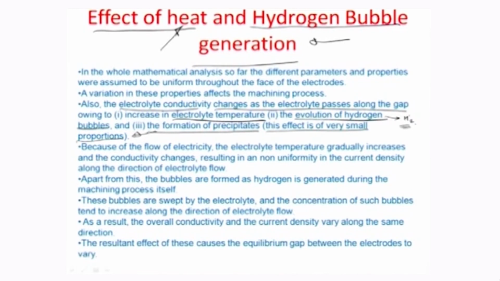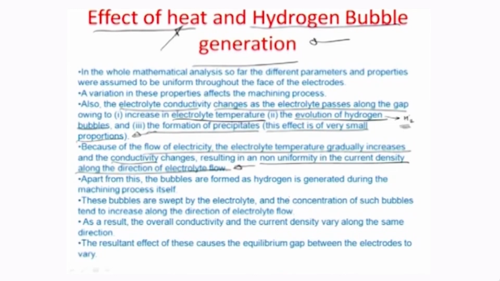Also, because of the flow of electricity, as we have already seen, electrolyte temperature gradually increases, and because of the change in conductivity there is a non-uniformity in the current density along the direction of the electrolyte flow. So, as the temperature is higher, the current density does not really remain the same; it keeps on changing as the temperature of the electrolyte changes.